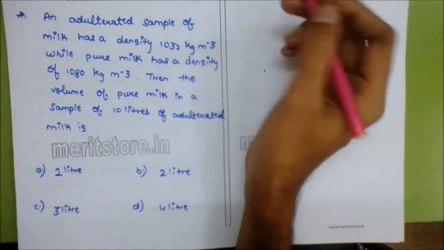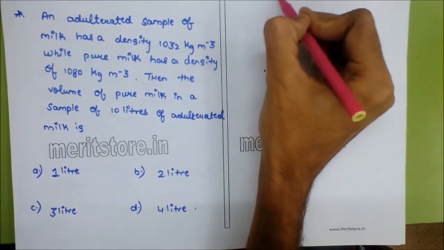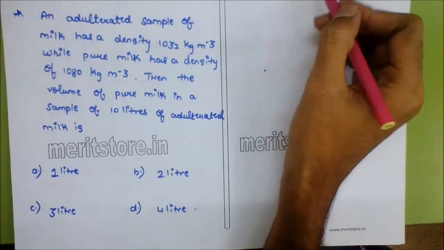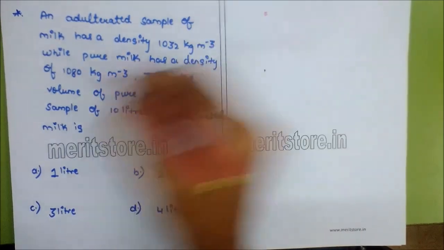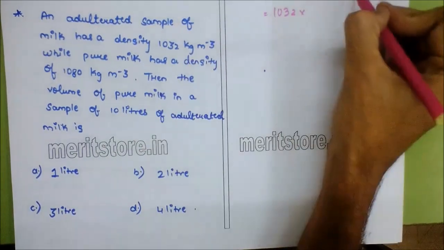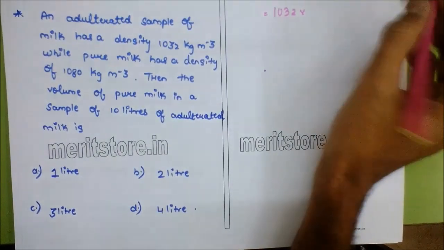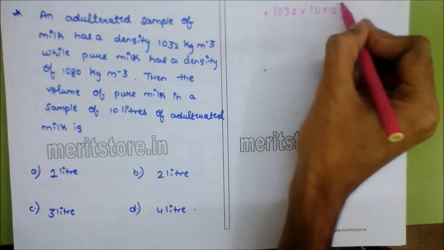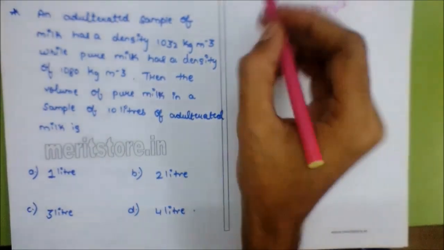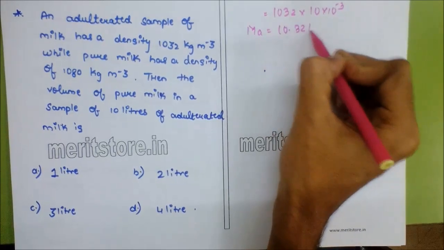Okay, so what we have given is the mass of the adulterated milk and the pure milk. So the mass of the adulterated milk will be its density into its volume. Okay, so the density of the adulterated milk given here is 1032 into the volume of the adulterated milk, which is 10 liters, as 1 liter is equal to 10 raised to minus 3 meter cube. Okay, so 10 liters will be 10 into 10 raised to minus 3 meter cube of volume, so that much in kilograms. So we have the total mass of the adulterated milk, which is equal to 10.32 kilograms.